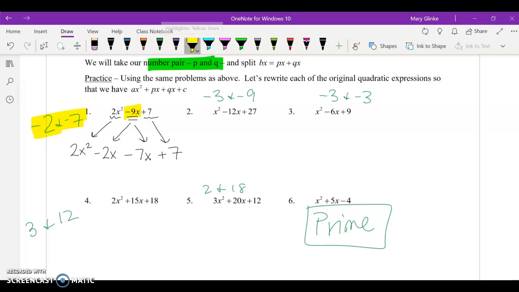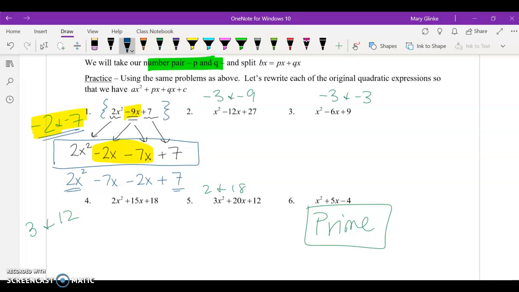So notice, if I were to combine these back together, I would get the exact same equation that I started with. Okay, so this is called split middle term because you bring down the first, you bring down the last, and you split the middle term into the two numbers that you found. You absolutely could have written that in a different order. So if you wrote -7x -2x, but left your first and your last the same, that is absolutely fine. So this is what we're going to leave it as for today.